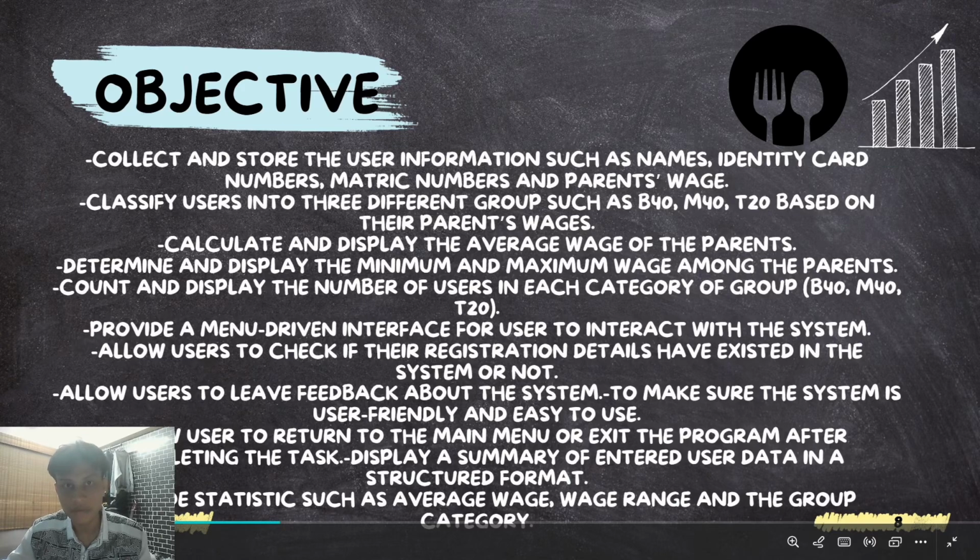Before I end my part, I would like to answer question number 3, which is the advantage of our program. The advantage of our program is that the system automatically classifies users into priority groups based on the parent wage. This eliminates manual classification, reduces human error, and ensures consistent and fair prioritization. It also has a user-friendly interface. This makes the system easy to use even for first-time users and ensures a smooth experience.